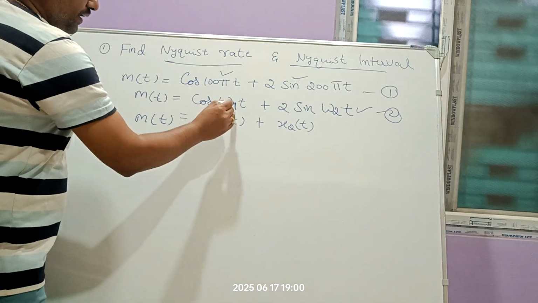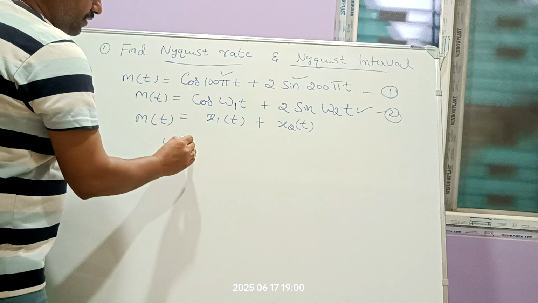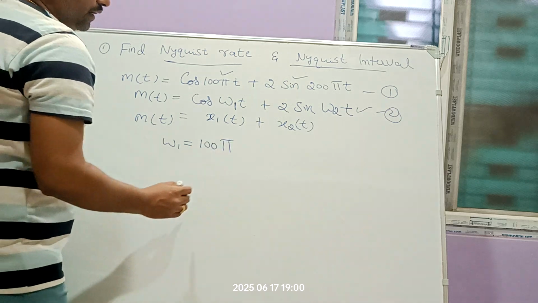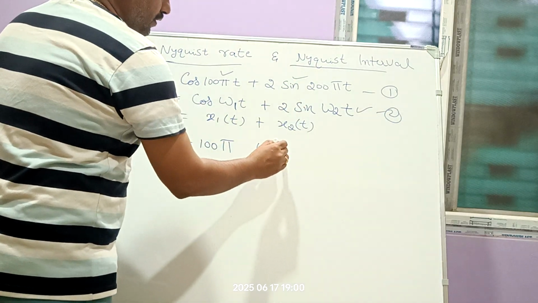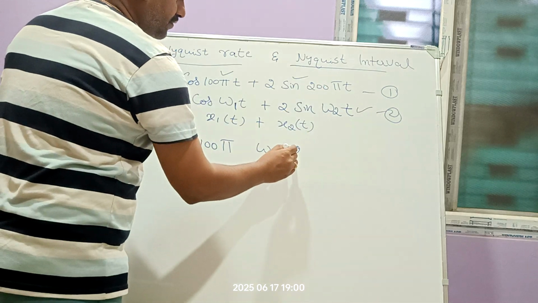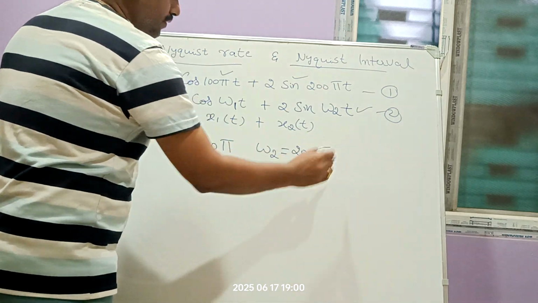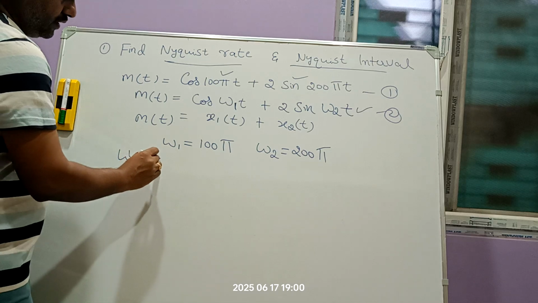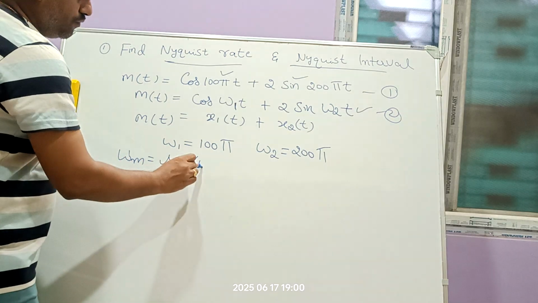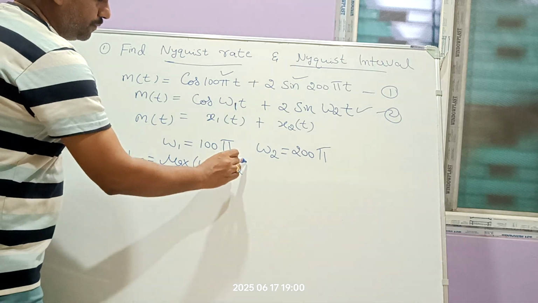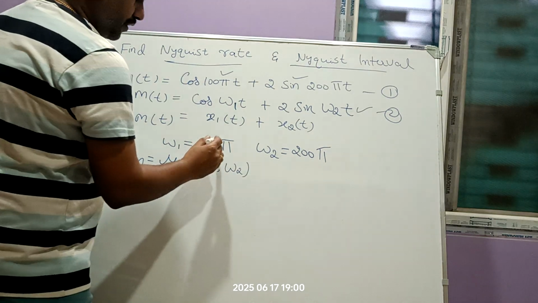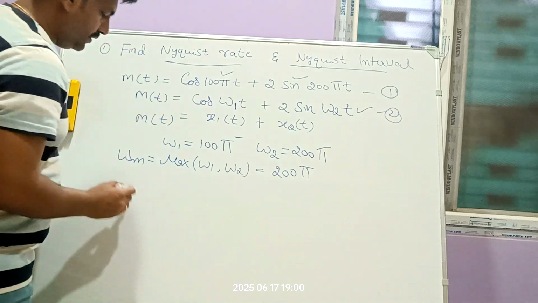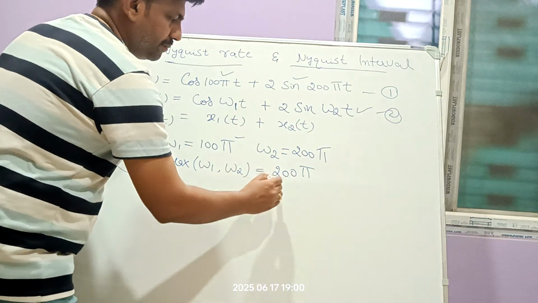So we'll get here omega 1 compared with this, you will get 100 pi, and this one omega 2, when you compare, you will get it as 200 pi, right? So here, to get omega m, we should take the maximum value of omega 1 and omega 2. What is the maximum value out of 100 pi and 200 pi? The value is 200 pi. So that is the value of omega m. Omega m is 200 pi.